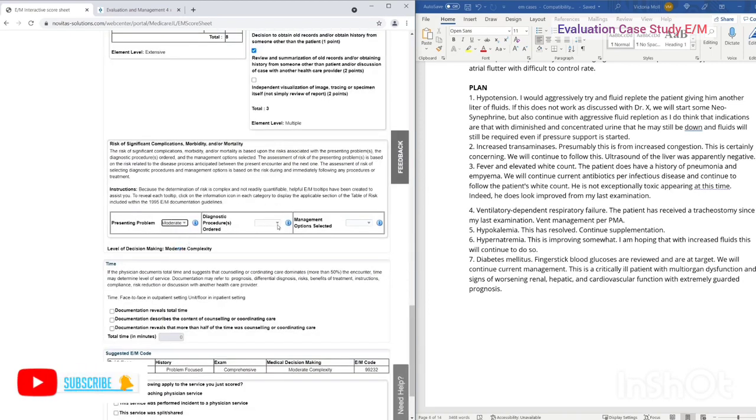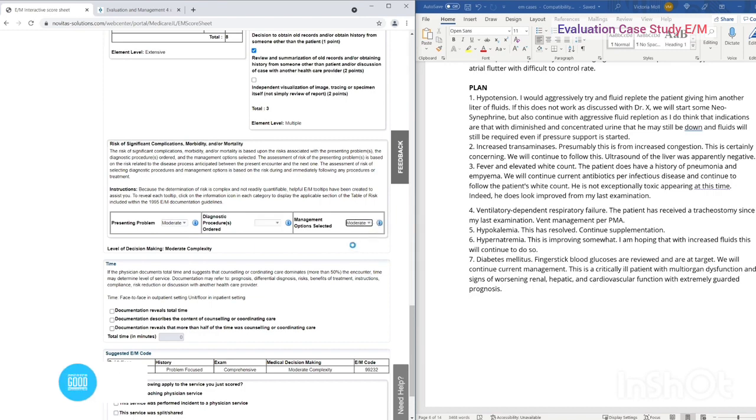So I'm thinking moderate. As far as diagnostic procedures ordered, let's see here. We're getting fluids. They reviewed an ultrasound. That wasn't an order. Let's see here. Continue. Blood glucoses are at normal, multi-organ dysfunction, and signs of worsening renal. So I'm not seeing a lot of diagnostic procedures ordered.